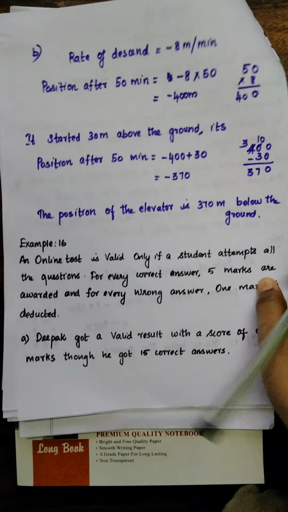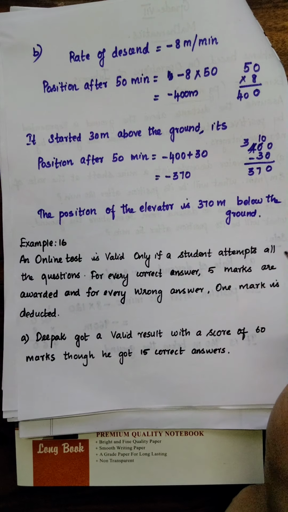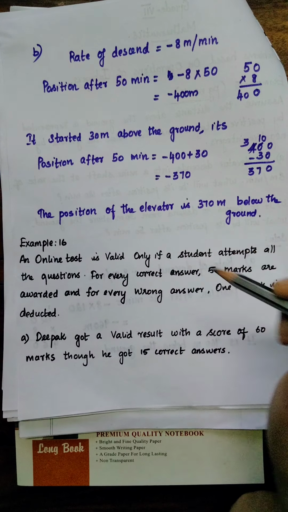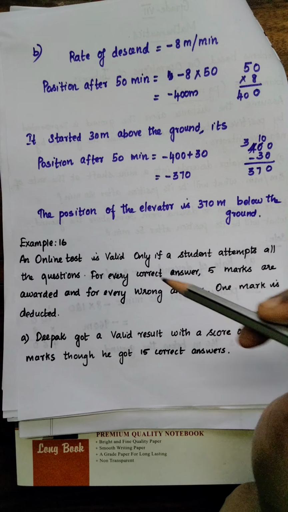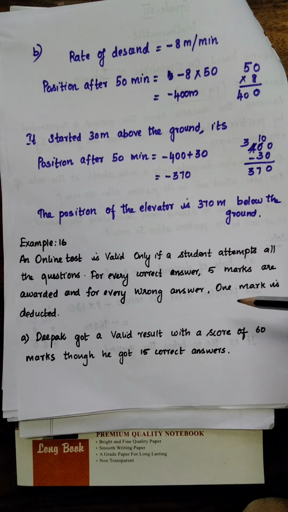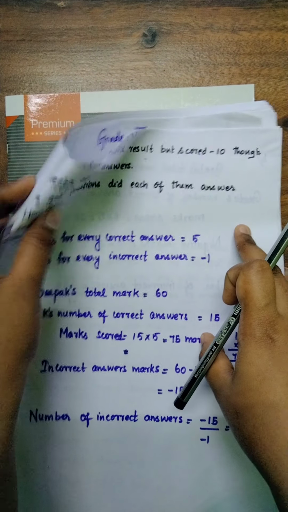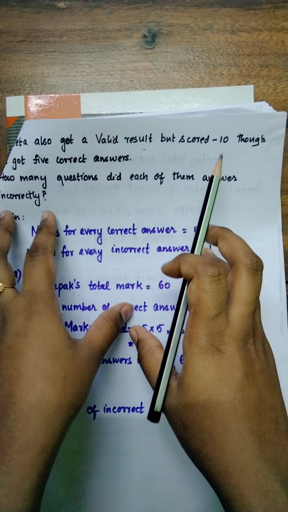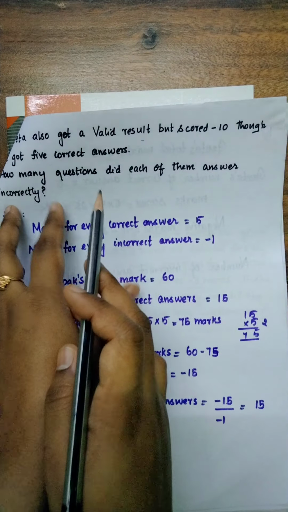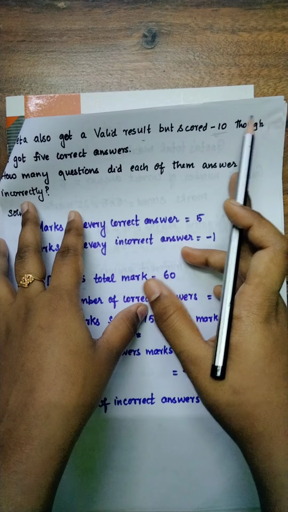First question is, Deepak got a valid result. Valid result means he is attempting all the questions, right? Deepak got a valid result with a score of 60 marks, though he got 15 correct answers. His total mark is 60 and he got 15 correct answers. Second question is, Geeta also got a valid result but scored minus 10, though she got 5 correct answers. Geeta's total score is minus 10 and she got 5 correct answers.